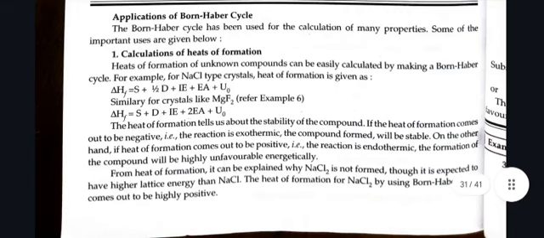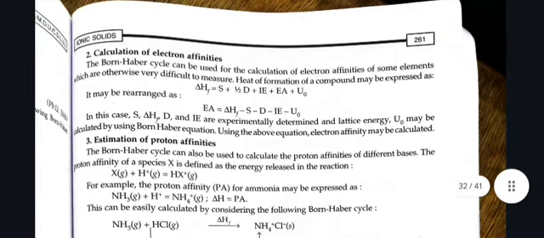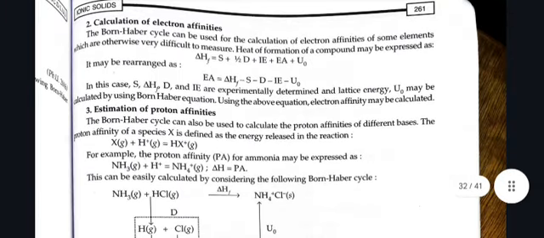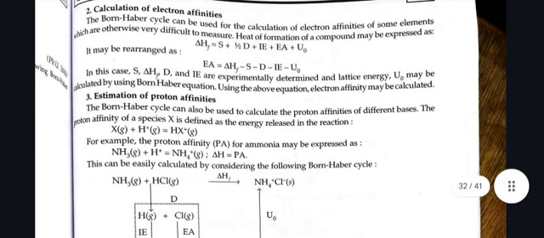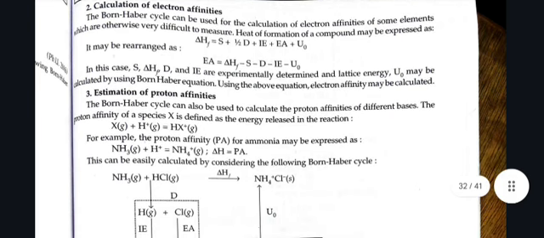Calculation of electron affinity. The Born-Haber cycle can be used for the calculation of electron affinities of some elements which are otherwise very difficult to measure. Heat of formation of a compound may be represented as delta HF = S + 1/2 D + IE + EA + U0. It may be rearranged as EA = delta HF - S - 1/2 D - IE - U0. In this case, S, delta HF, D and IE are experimentally determined and lattice energy U0 may be calculated by using Born-Haber cycle. Using the above equation, electron affinity may be calculated.